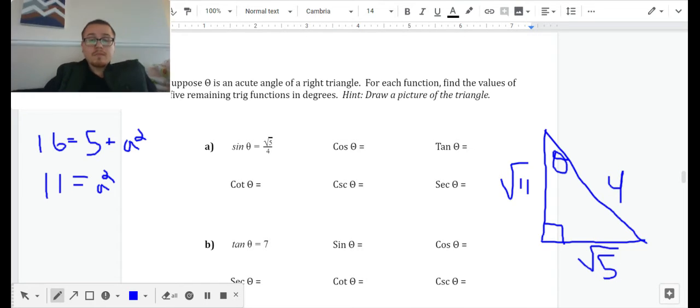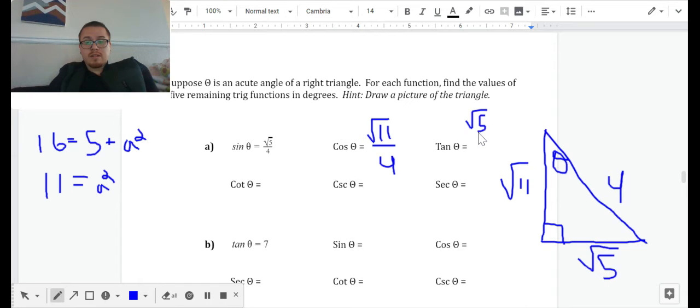All right. So we have our side lengths. We did the Pythagorean theorem, and now we just need to figure out the rest of these. So this is what we did day 1. So cosine of theta would be adjacent over hypotenuse, so square root of 11 over 4. Now, when you do tangent, you get opposite over adjacent, the TOA, and you get square root of 5 over the square root of 11. You've got to remember to rationalize that.